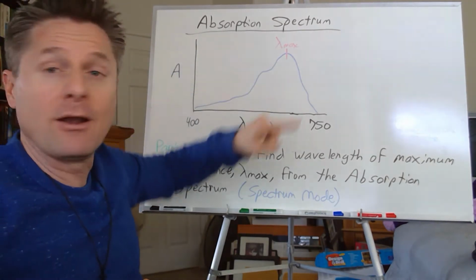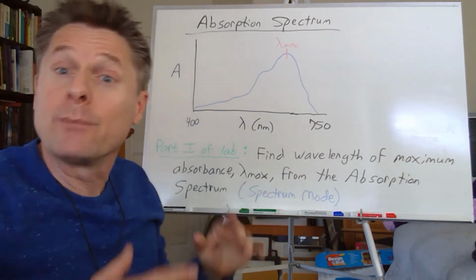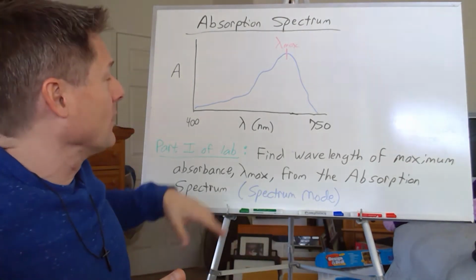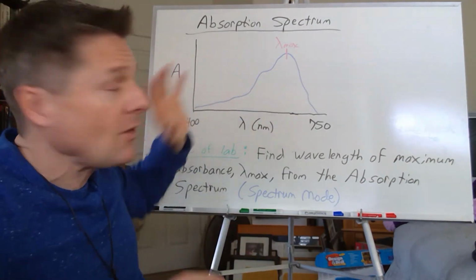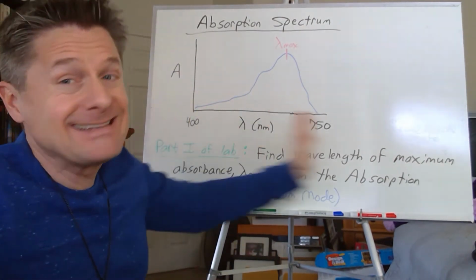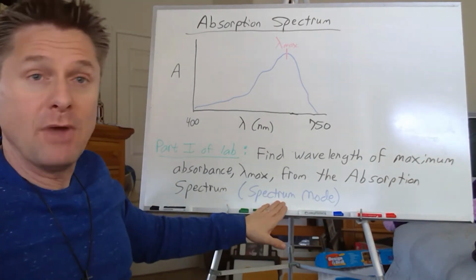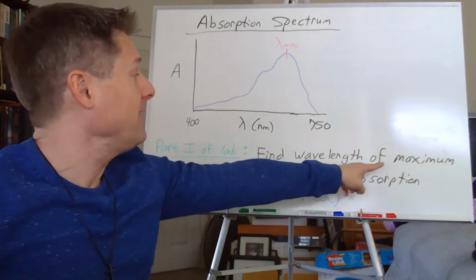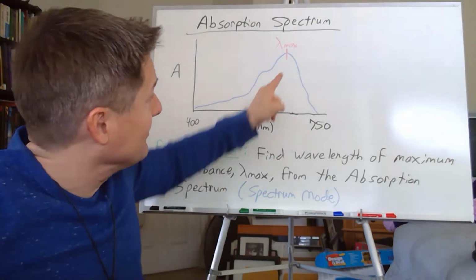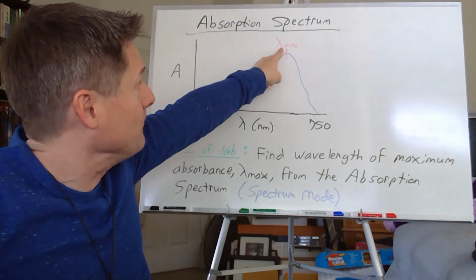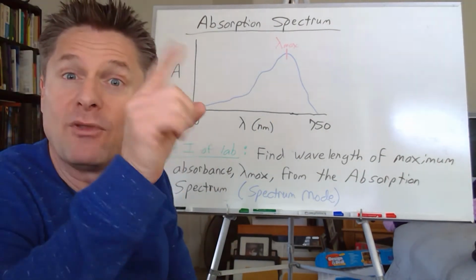Maybe it peaks out here, but it does have distinct areas where it absorbs more and places where it absorbs less or not at all. Our goal is to scan the entire visible region in spectrum mode and find the wavelength of maximum absorbance. Do you see that top right there? We call it wavelength max, and we've got little tables that tell you what it is.